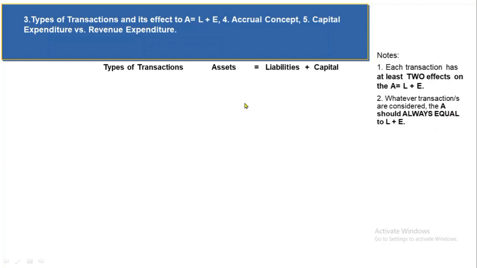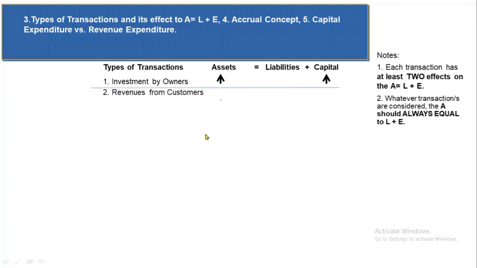So okay, let's start with the transactions already mentioned in the previous slide. Let's start with the investment from the owners. If we have this transaction, I've said earlier that this type of transaction will increase the equity account. But not only the equity or the capital account is increased, but also the assets of our entity. That is the meaning of this note. Each transaction has at least 2 effects in the A is equal to L plus E.